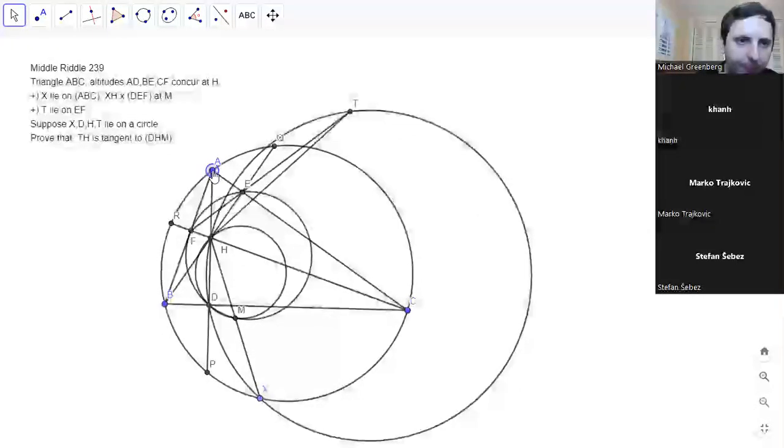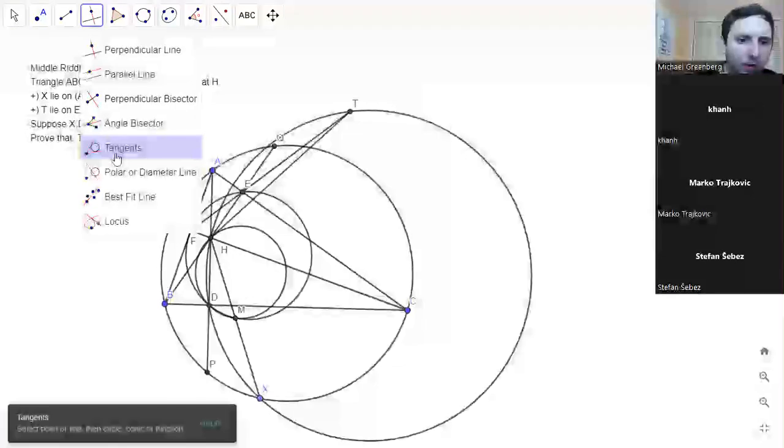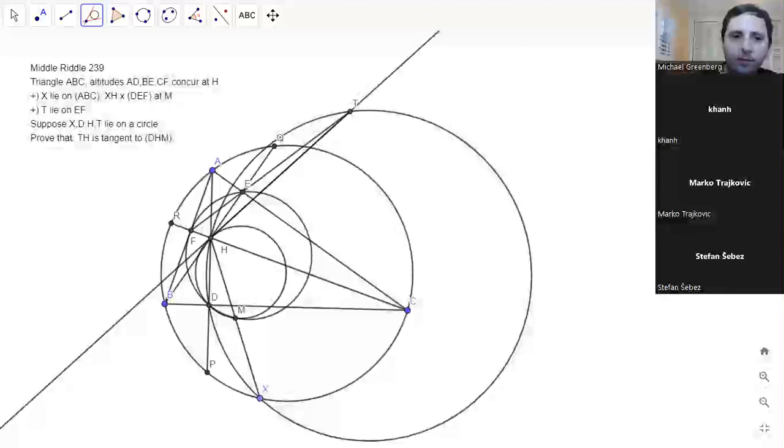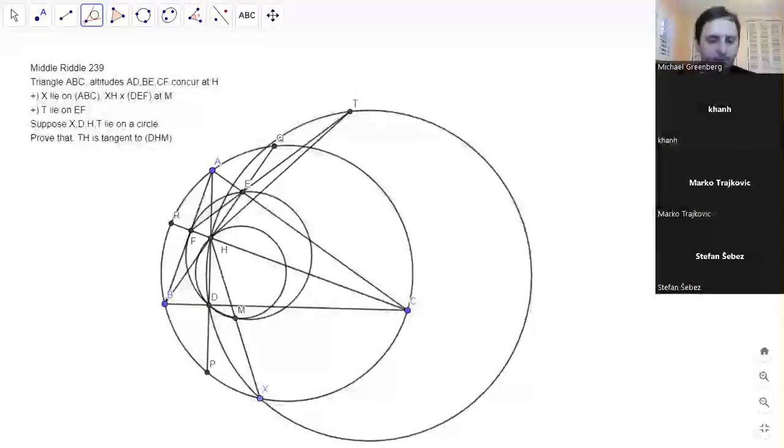Is that true? Did I draw everything right? Yes. So that's the same as saying that THM is HDM, which is HPX, which is APX. Okay, so basically we want to show APX is equal to THX.